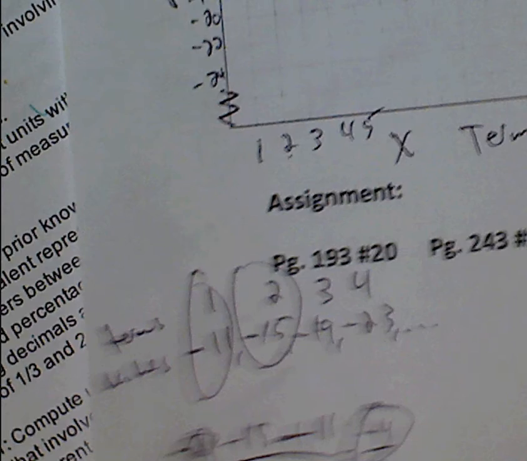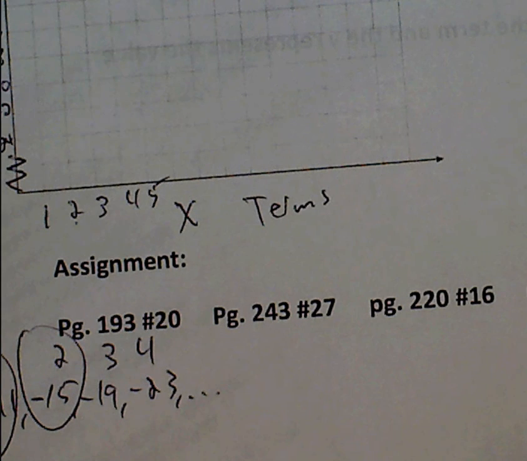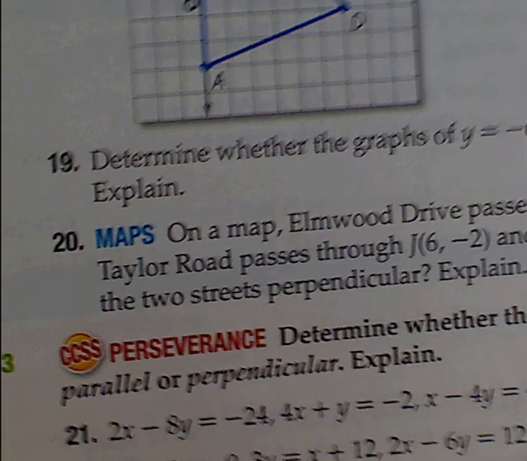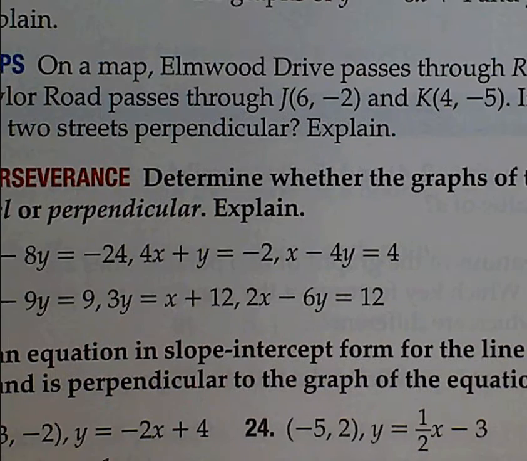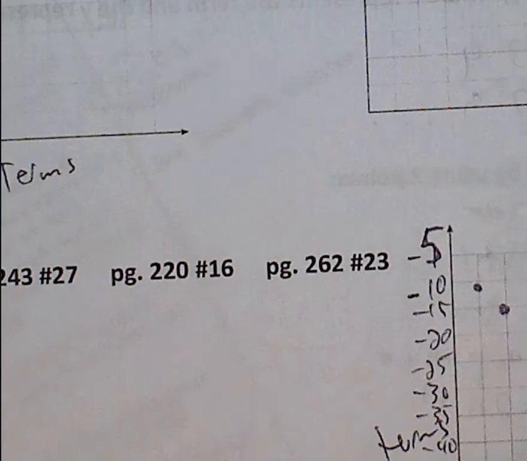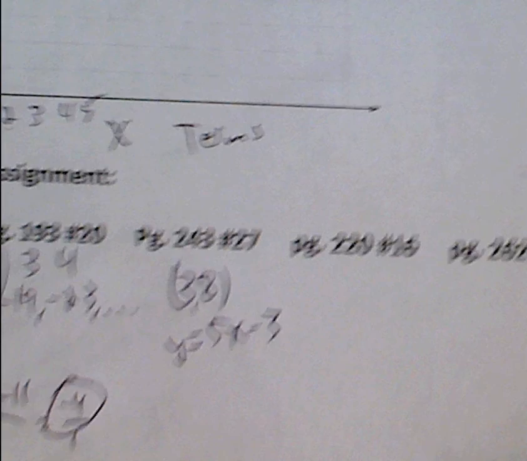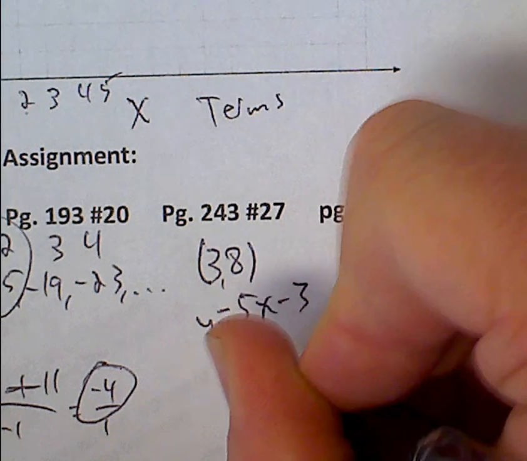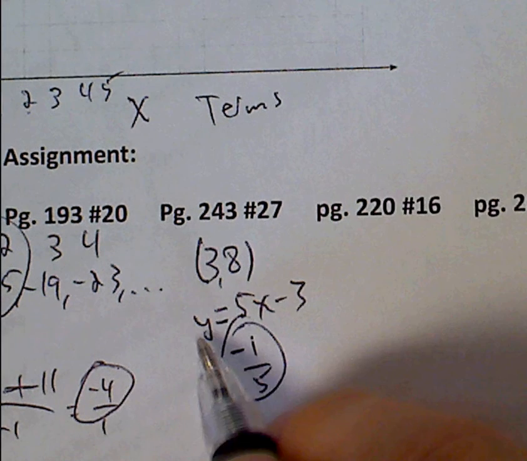Page 243, number 27. I need to find an equation that goes through this point and is perpendicular to this line. So it needs to go through this point, 3, 8, and it needs to be perpendicular to y equals 5x minus 3. Perpendicular means the opposite inverse. So my slope will turn into negative 1 over 5. And it needs to go through this point.